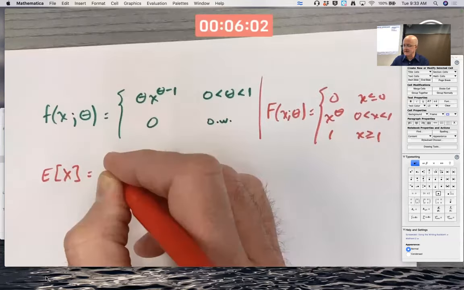The likelihood function L of theta is the product of the PDF values. Use your capital Pi product symbol, little f of x sub i, semicolon theta. This is a function of theta because the little x sub i's are fixed. I'm not saying what they are, I'm just saying they're fixed.